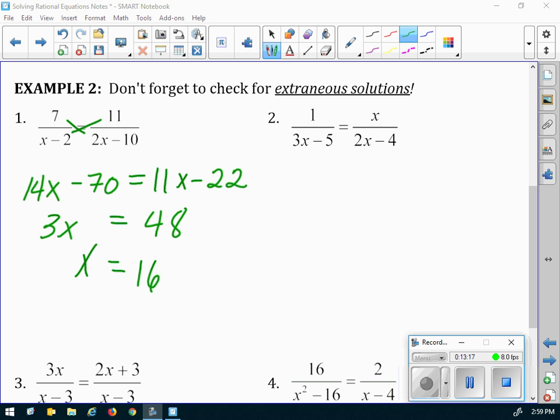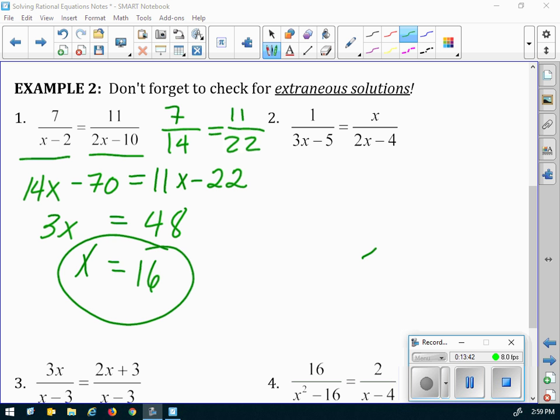You got to check it. If x is 16, what's this fraction here? 7 over 14. Now, you got to check this fraction. 11 over 2 times 16 is 32 minus 10. Because they're both 1/2, right. So this is your answer. Good.